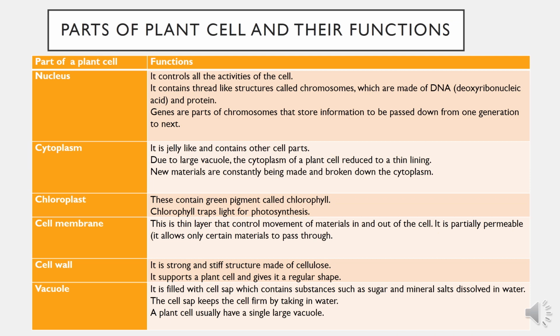Cell wall, it is a strong and stiff structure made of cellulose. It supports a plant cell and gives it a regular shape. Vacuole, it is filled with cell sap. And what is cell sap? Cell sap contains substances such as sugar and mineral salt dissolved in water. The cell sap keeps the cell firm by taking in water. A plant cell usually has a single large vacuole.